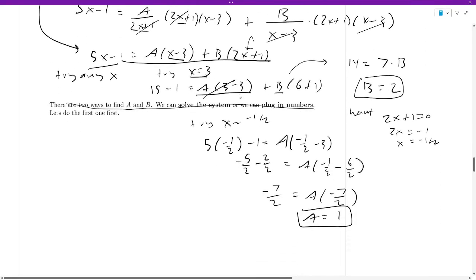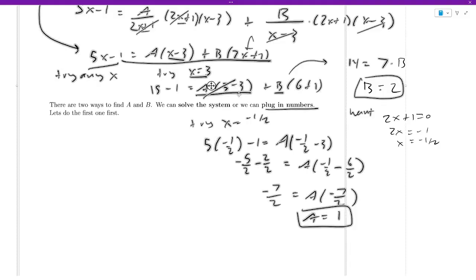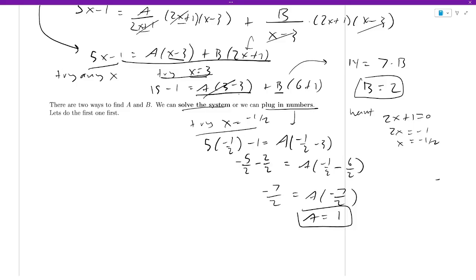So I mentioned that there's 2 ways to find a and b. I'm going to call those 2 ways solving the system or plugging in numbers. The one that we just did is plugging in numbers. That's this: try x equals 3, try x equals that.